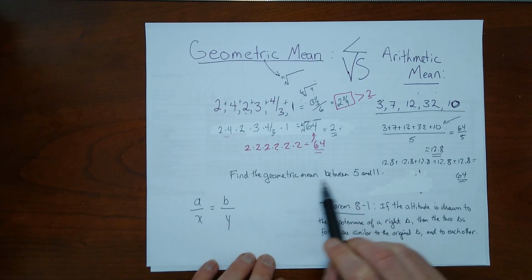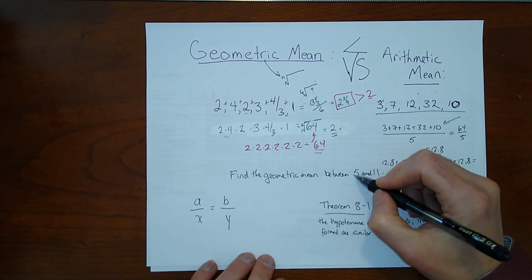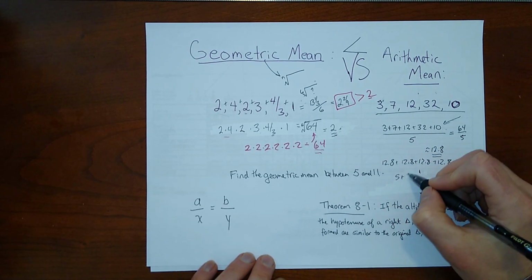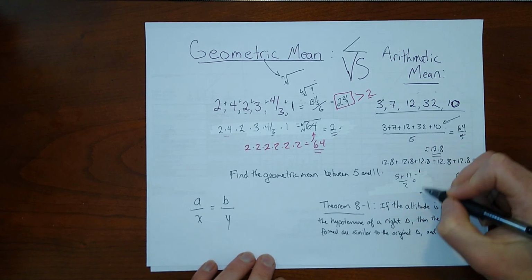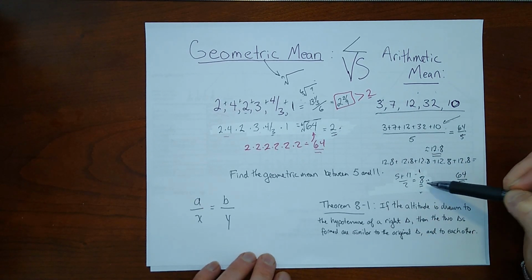Okay, if I were finding the arithmetic mean, I would add these and then divide by 2. So the arithmetic mean would be 5 plus 11 divided by 2 would be 16 divided by 2, which would give me 8. So I should expect the geometric mean to be less than that.